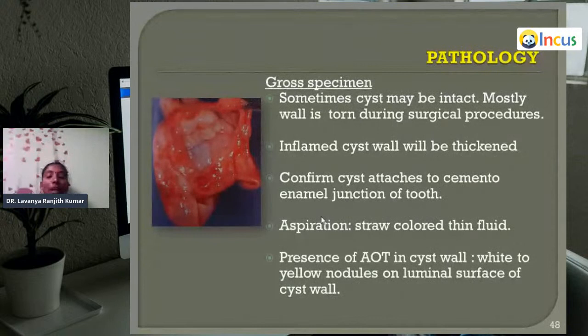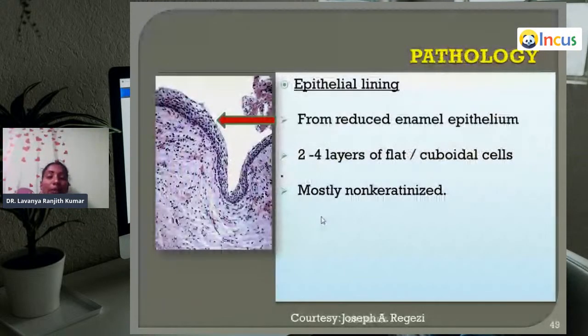And if the cyst wall contains an adenomatoid odontogenic tumor, then white to yellow nodules will be present on the luminal surface of the cyst wall. So coming to the histopathology, the epithelial lining is from reduced enamel epithelium, which will be 2 to 4 layers, and the cells are cuboidal or flat in appearance with round nuclei, and the cystic lining is most commonly keratinized.